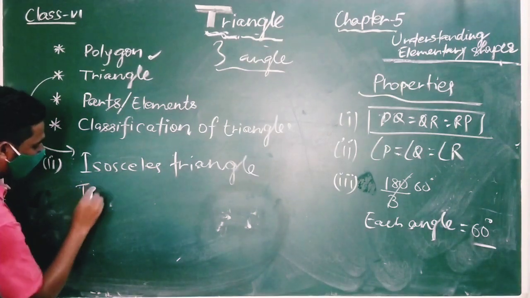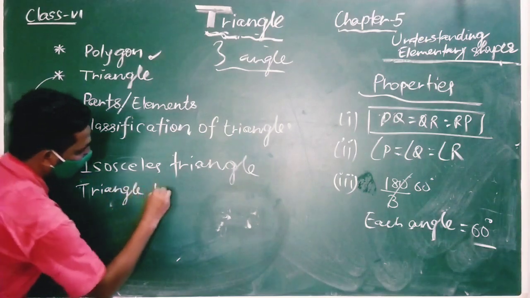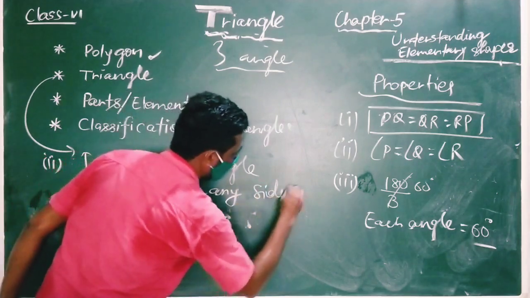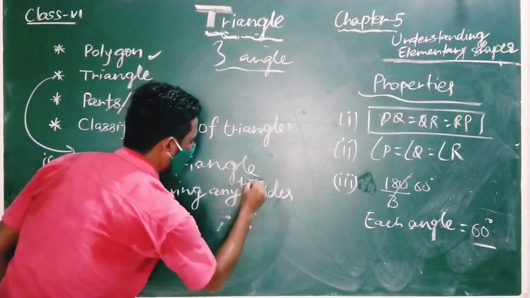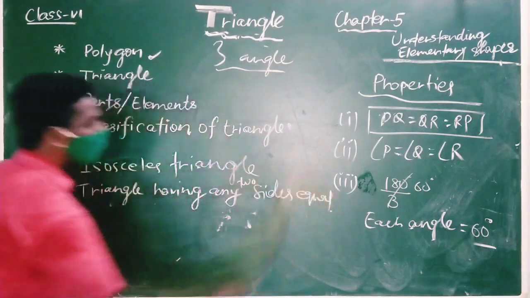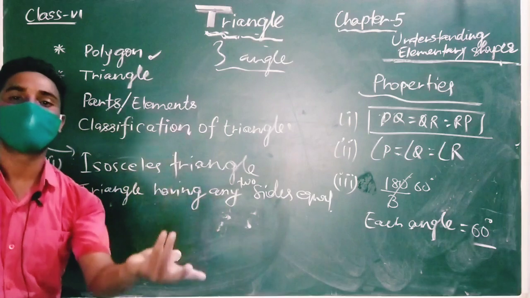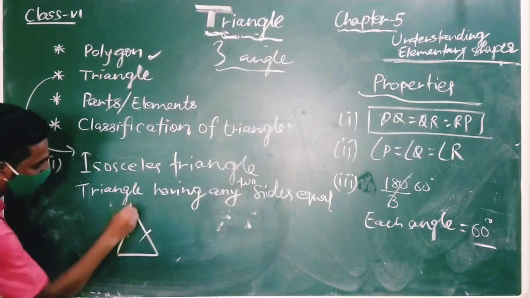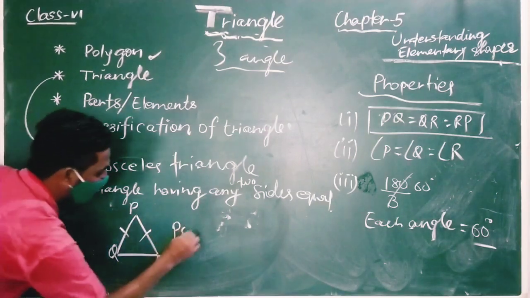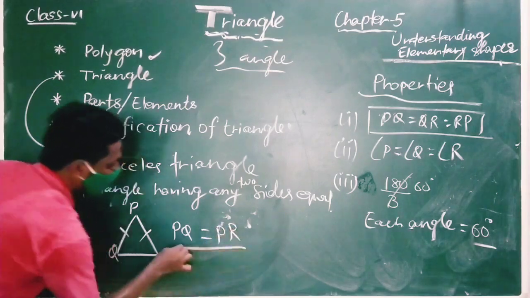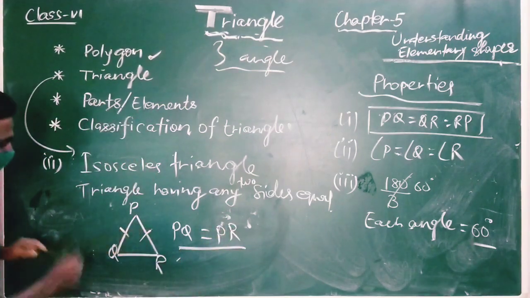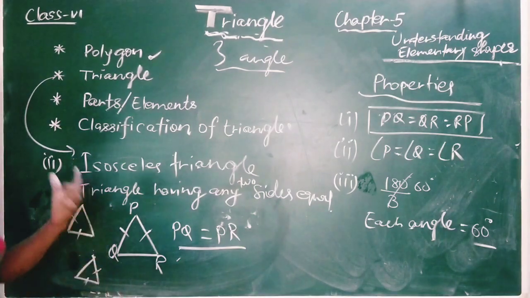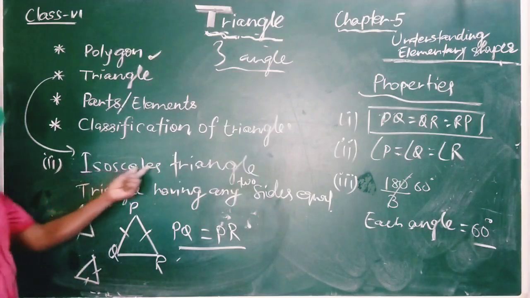A triangle having any two sides equal. If there is any triangle and out of these 3, any 2 sides are equal, then the triangle will be isosceles. You see, in this triangle PQR, this PQ is equal to PR. Sir, will these 2 sides always be equal? No, it is not like that. These 2 may be equal, or these 2 may be equal. Any 2 out of 3 sides being equal, that is an isosceles triangle.